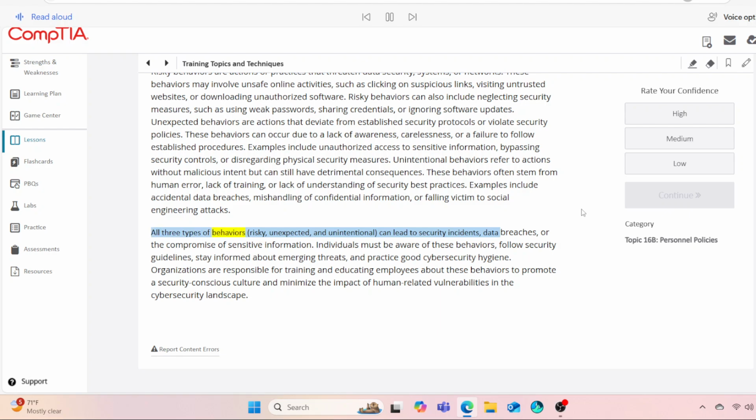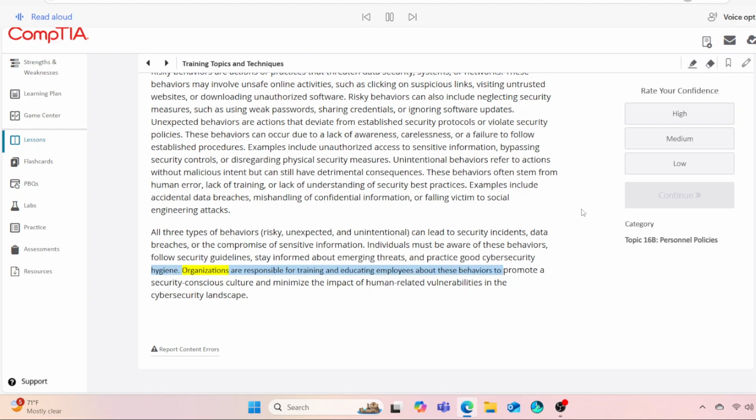All three types of behaviors, risky, unexpected, and unintentional, can lead to security incidents, data breaches, or the compromise of sensitive information. Individuals must be aware of these behaviors, follow security guidelines, stay informed about emerging threats, and practice good cybersecurity hygiene. Organizations are responsible for training and educating employees about these behaviors to promote a security-conscious culture and minimize the impact of human-related vulnerabilities in the cybersecurity landscape.